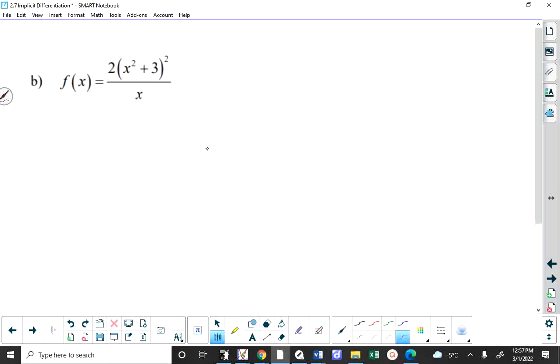So I'm going to use the quotient rule, which says f prime of x, one of the rare times I'll use this notation, will be the derivative of the top. So this is the top, and this is the bottom.